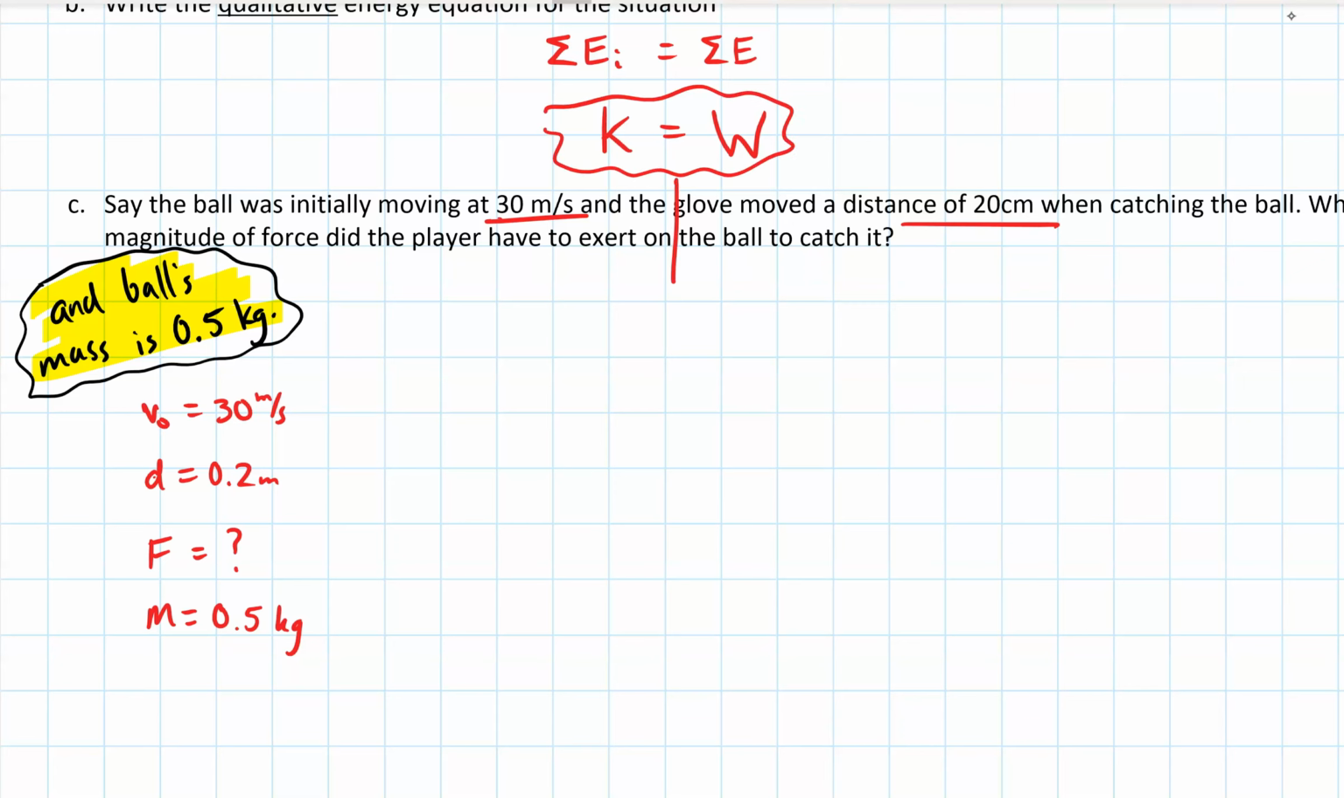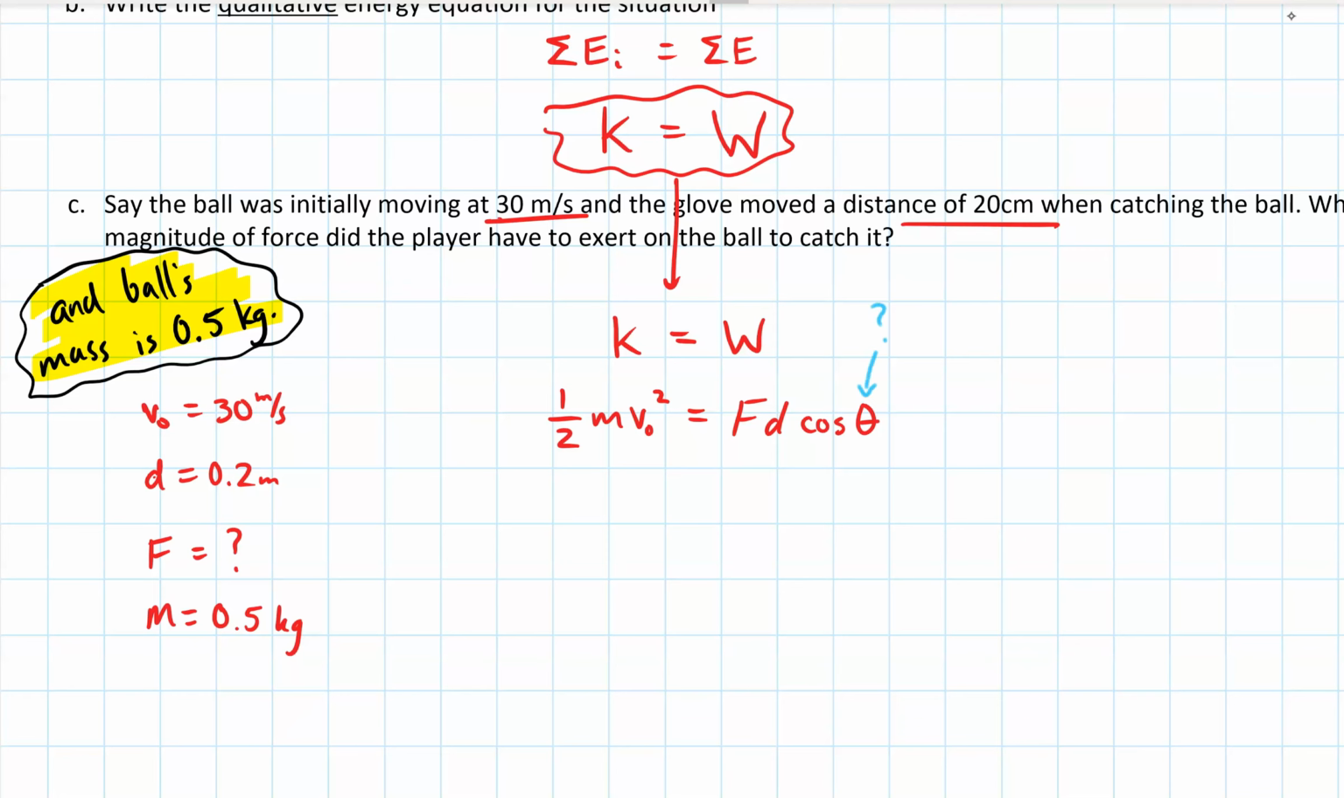Let's take this energy equation and move it down here: K equals work. Now we plug in our equations for each one. The equation for kinetic energy is 1/2 mass times the velocity squared, and because this is on the initial energy side, this is the initial velocity. Our equation for work is force times distance times the cosine of the angle between those two quantities. So we need to figure out what theta is.